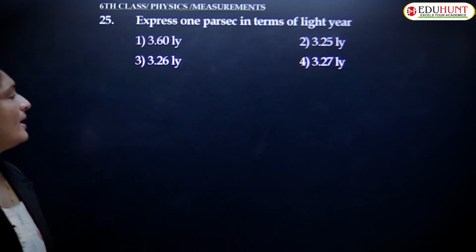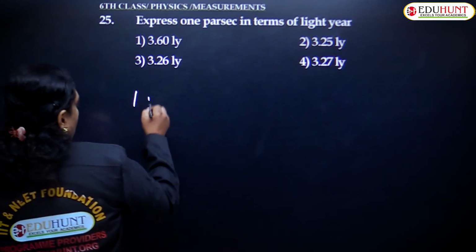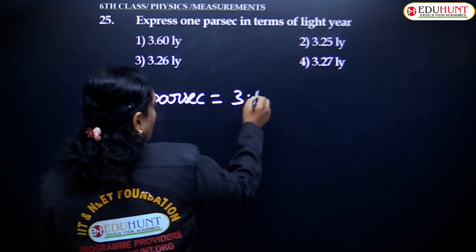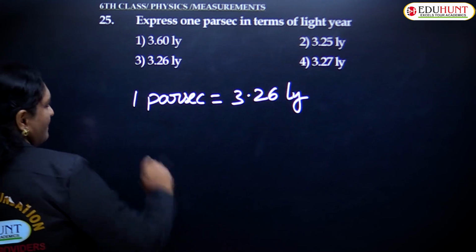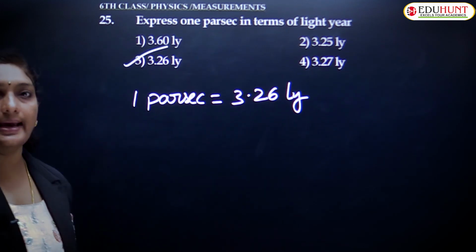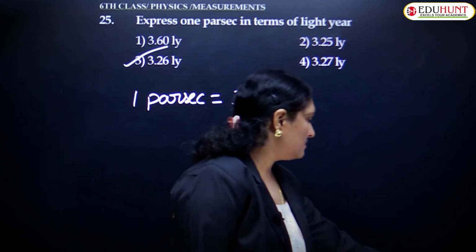Express 1 parsec in terms of light years. 1 parsec is equal to 3.26 light years. This is what I already explained to you. So 1 parsec is how many light years? It is 3.26 light years.